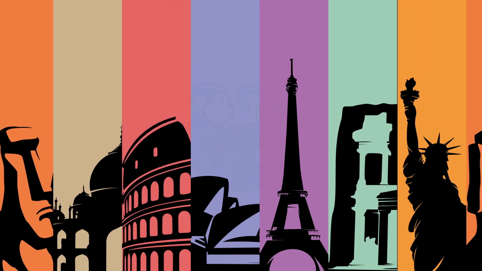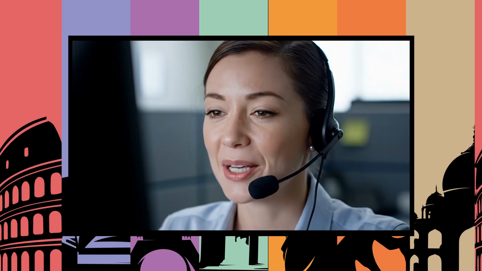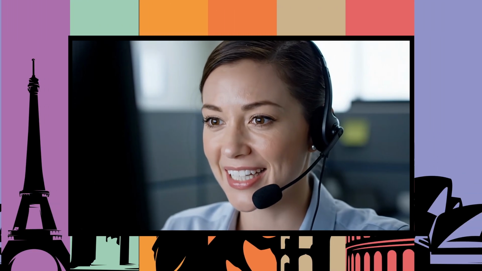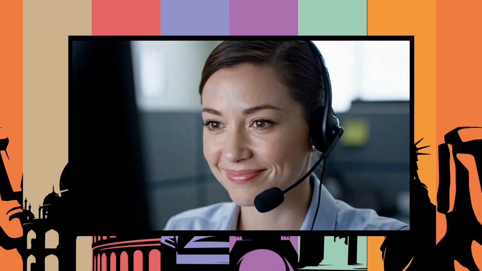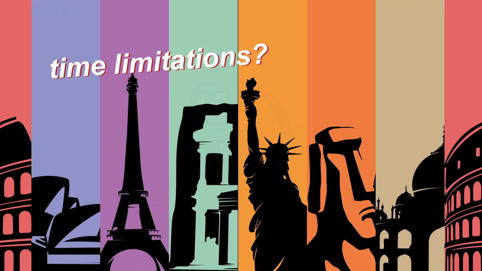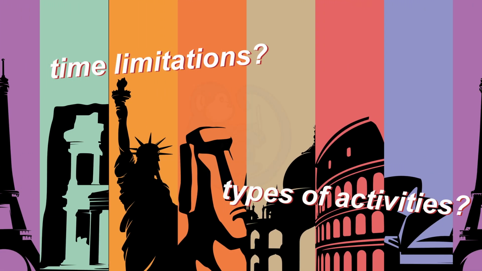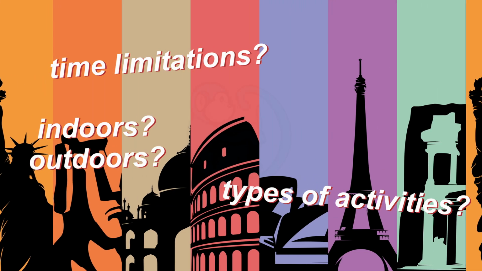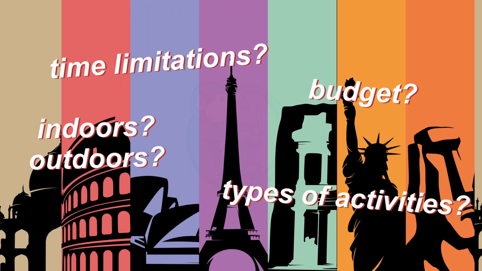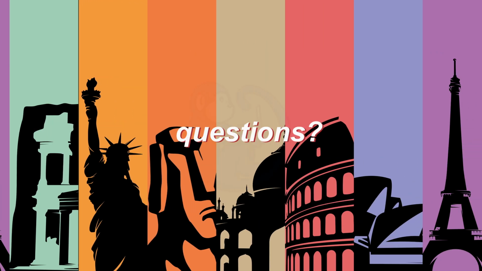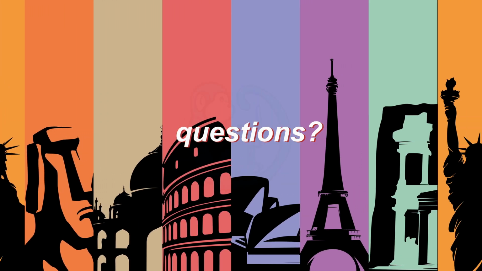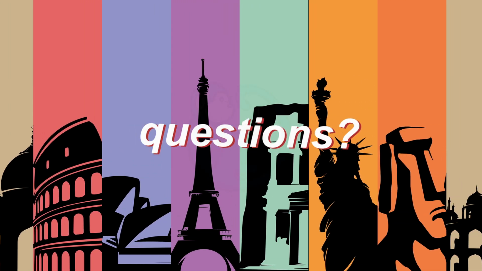This is the same as if you went to your travel agent and asked the same vague question. A good travel agent would respond by asking you for more detailed information like, do you have any time limitations? What type of activities are you interested in, like indoor versus outdoors? What's your budget, etc. But AI isn't like your travel agent, so they don't know how to ask you more questions to help narrow down your query.